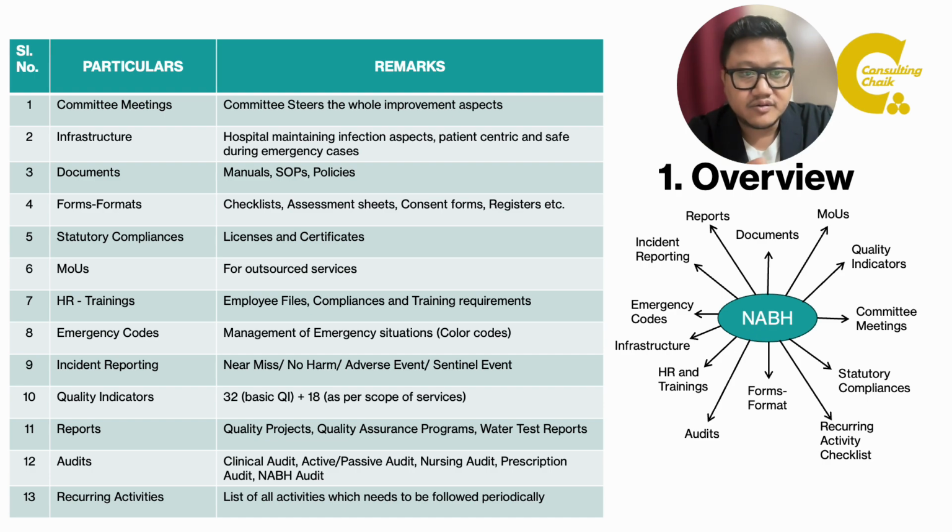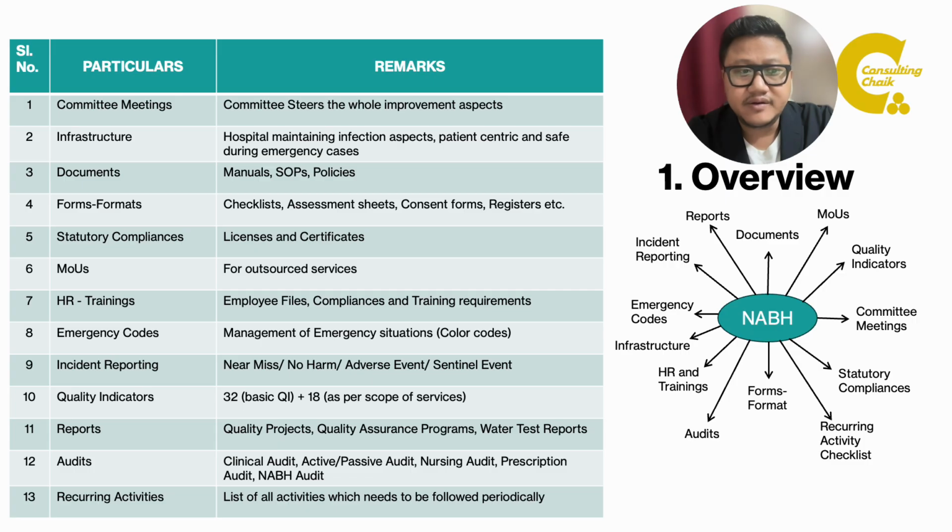HR and training. Here you have employee files, what things you need to maintain in the employee files. Then certain HR compliances that you need to do. Training requirements for the staff. Training requirement is a huge subject. Then comes the emergency codes. Emergency codes are basically certain protocols for what you are supposed to do in case of emergency. Like there is code red for fire, code blue for medical emergencies, like that.